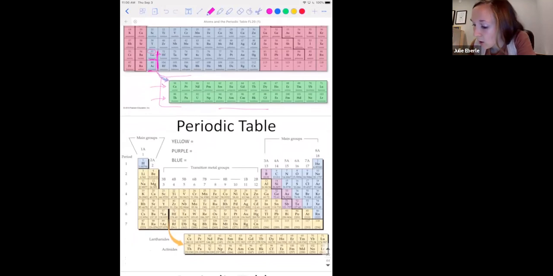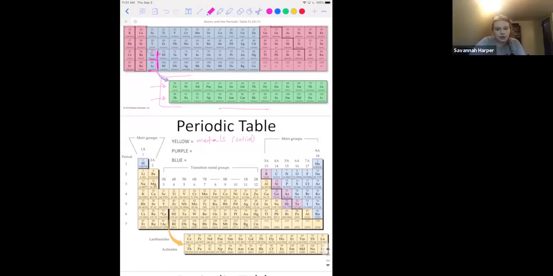In the yellow, all of these elements are metals. Okay, now at room temperature here on Earth, at normal life temperatures, metals exist as what? A solid, liquid, or a gas? They exist as a solid, right? So these elements at room temperature are solids. The exception, anybody know the exception? There's one exception. What metal exists naturally as a liquid? Mercury. Yes, mercury, Hg right here. So this is our one exception, but all these yellow elements exist naturally as solids.